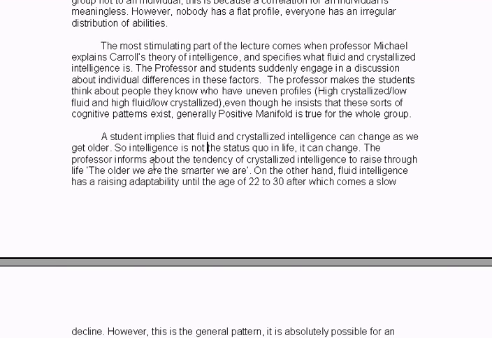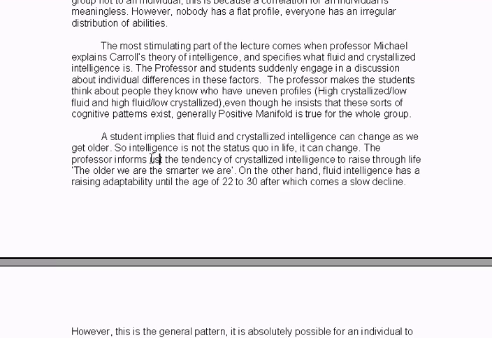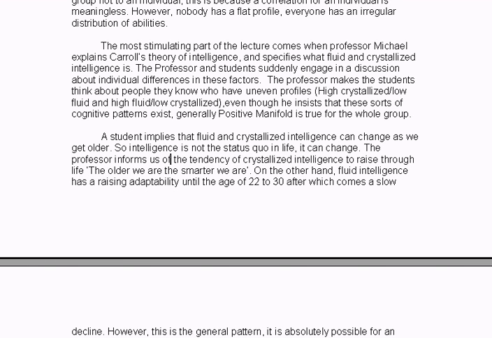The professor informs us about the tendency of crystallized intelligence to rise. No, because intelligence can't raise, it needs to rise, because when you raise something, you have control. Here, crystallized intelligence is the subject. It doesn't raise, it rises through life. The older we are, the smarter we are.